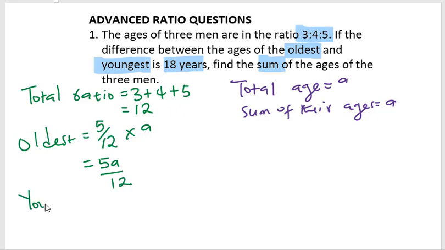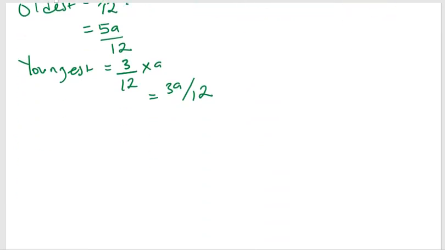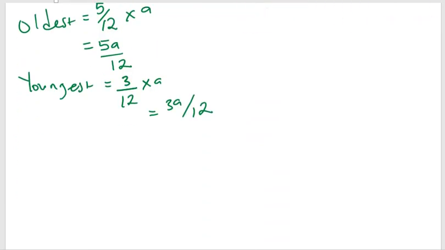Now youngest is equal to, the youngest is 3. 3 over 12 multiplied by a. So we have 3a over 12. Okay, if you just did this, then you are halfway to solving this question. Let's make space. You can solve the current question.